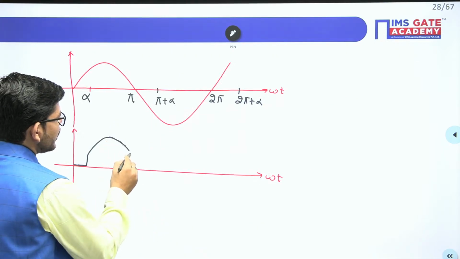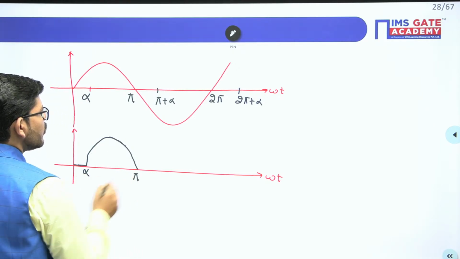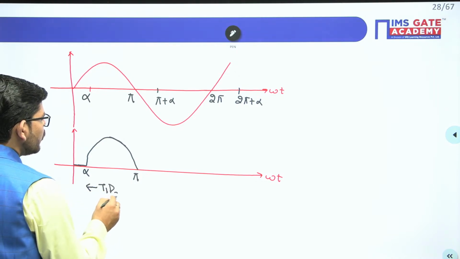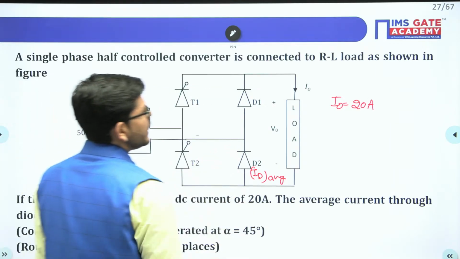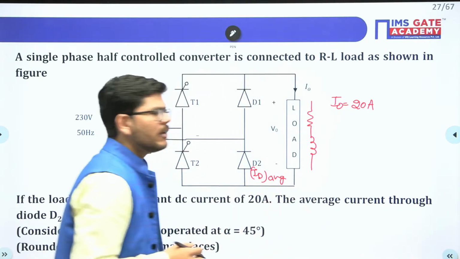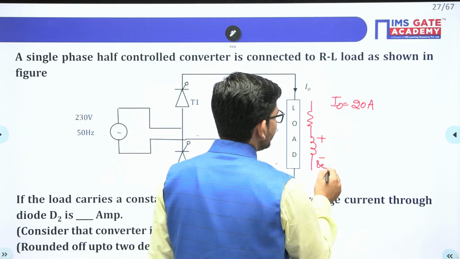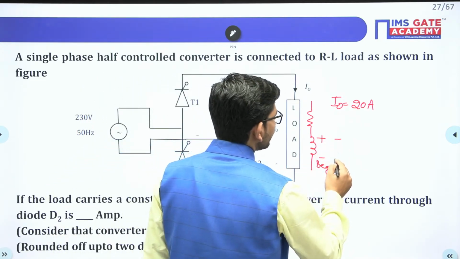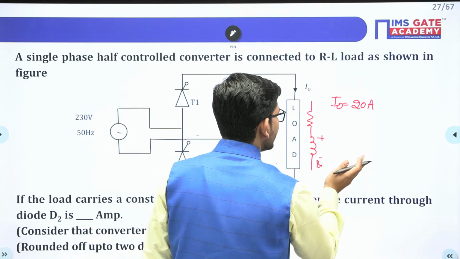Up till the angle pi, from alpha to pi, what will happen? From alpha to pi, we have T1 and D2 both conducting. During that moment, the load inductance L has stored energy, so its polarity will be like that in the beginning. Now L has to release its energy when the negative cycle is coming, so L will reverse its polarity.